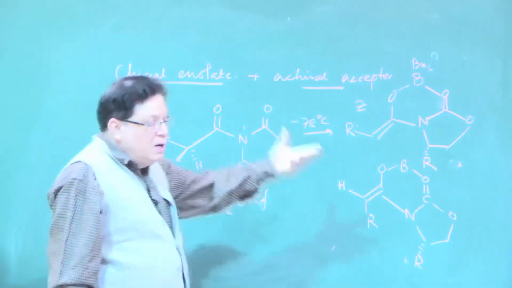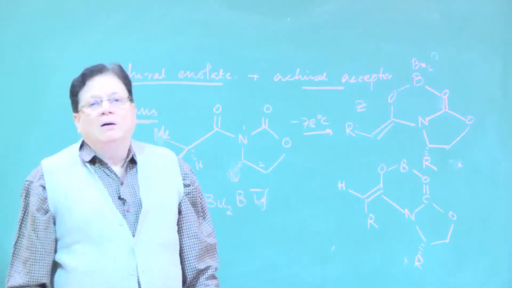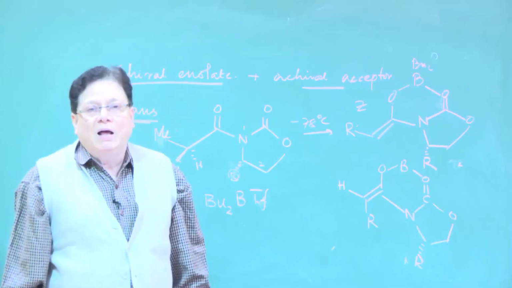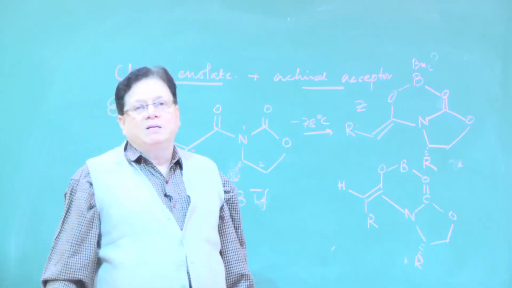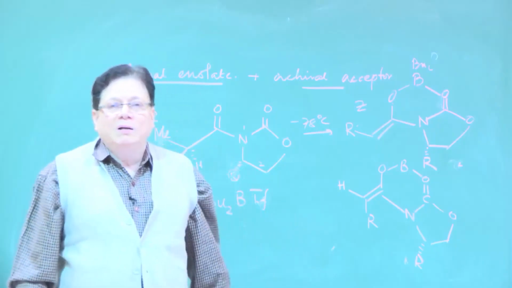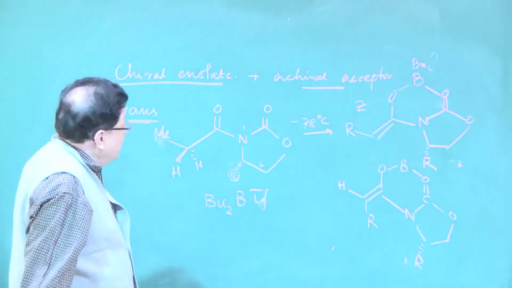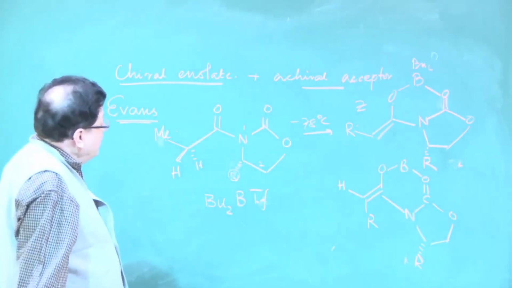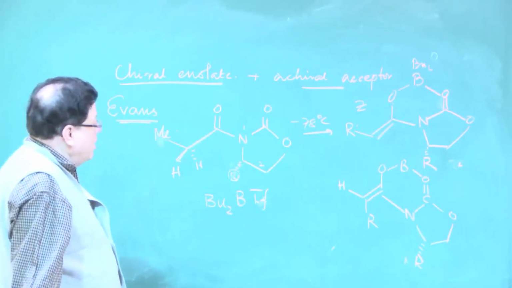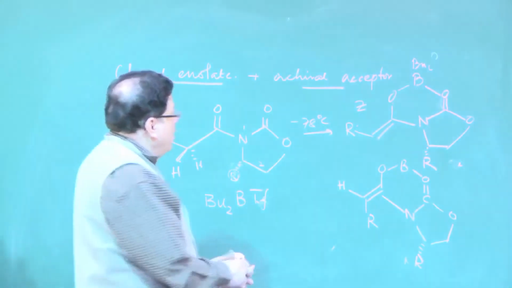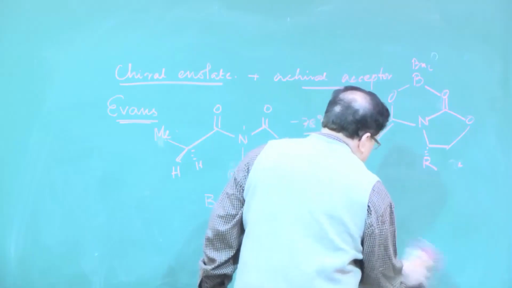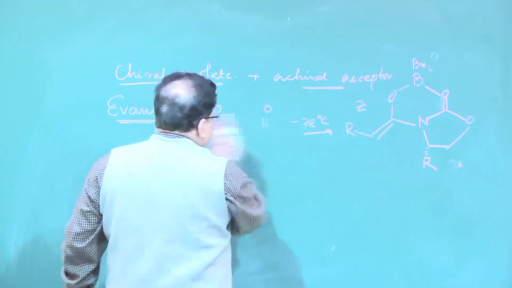Okay, you can actually equilibrate this enolate to the thermodynamic enolate if you allow it to warm to room temperature, so that it can equilibrate to the E enolate. Okay. But the way it is done, it is kinetically controlled, so you get the Z enolate. Okay. So, this is the enolate form that is going to react with an aldehyde now. Okay. So, let us do that.